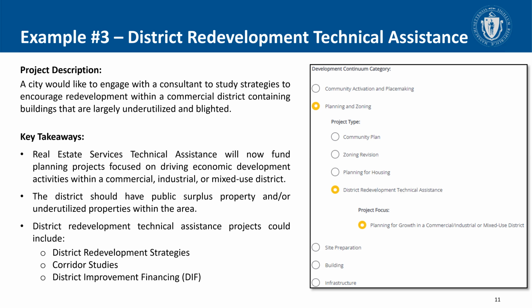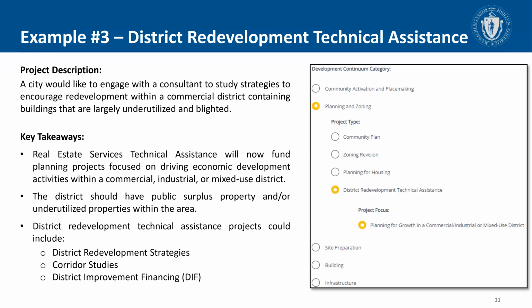All right, so now we have a city that would like to have a consultant study strategies to encourage redevelopment in a commercial district containing underutilized properties. In this case, the applicant will choose district redevelopment technical assistance as the project type within the planning and zoning development continuum category. There's only one project focus for this option, so the applicant will select planning for growth in a commercial, industrial, or mixed-use district.